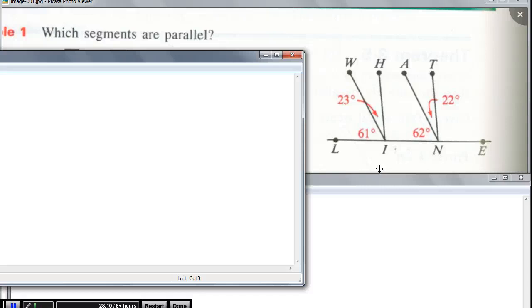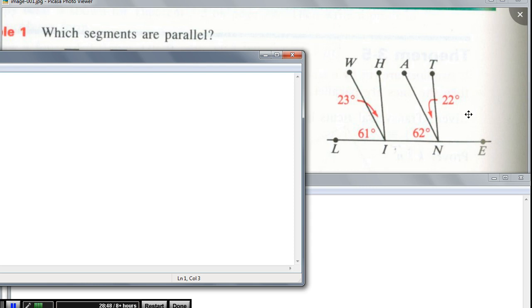Let me ask you this. Raise your hand if you think WI is parallel to AN. They're not parallel. Let me explain. You can think of this LE as a transversal, and extend WI and AN. Those are the two lines, right? They're not congruent. This is 61, this is 62. So they're not parallel.